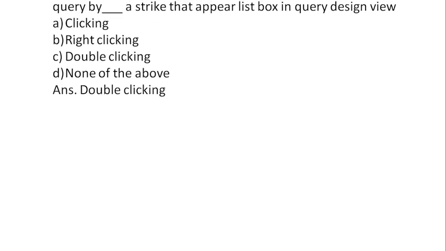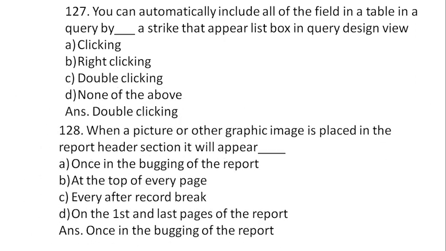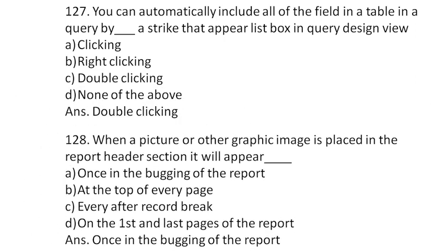Next, you can automatically include all of the fields in a table in a query by dash a strike that appear list box in query design view. The answer is double clicking. Next, when a picture or other graphic image is placed in the report header section, it will appear dash on the beginning of the report.